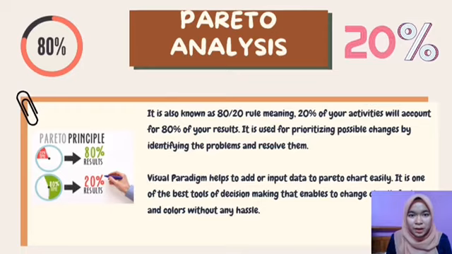I will present about Pareto analysis. It is also known as the 80/20 rule, meaning 20% of your activities will account for 80% of your result, and 80% of your activity will account for 20% of your result. It is used for prioritizing possible change by identifying the problem and resolving them. Visual Paradigm helps to add or input data to the Pareto chart easily. It is one of the best tools of decision making that enables you to change chart fonts and colors without any hassles.